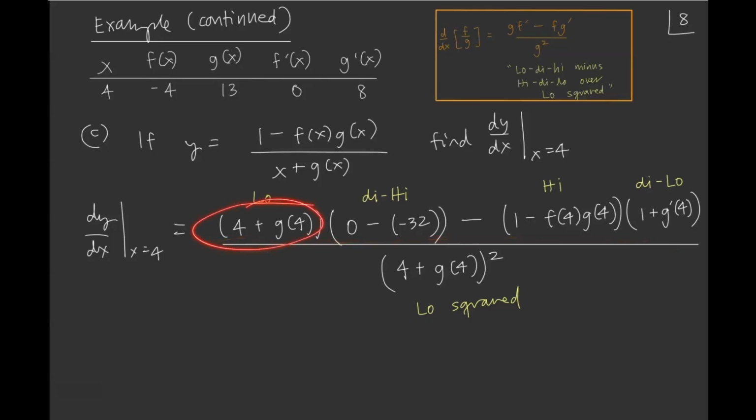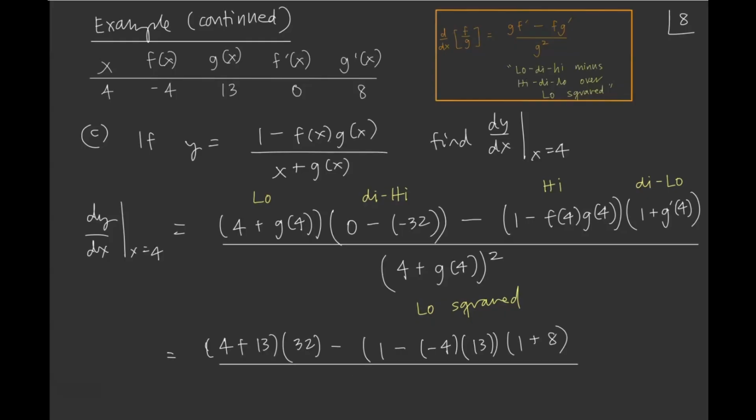And we've done everything we need to do with the quotient rule. We just need to evaluate all these little pieces and put it all together. So this will equal 4 plus g of 4, which is 13, times 0 plus 32, minus 1 minus f of 4, which is negative 4, times g of 4, which is 13, times 1 plus g prime of 4, which is 8, all over 4 plus g of 4, which is 13, and all of that squared.